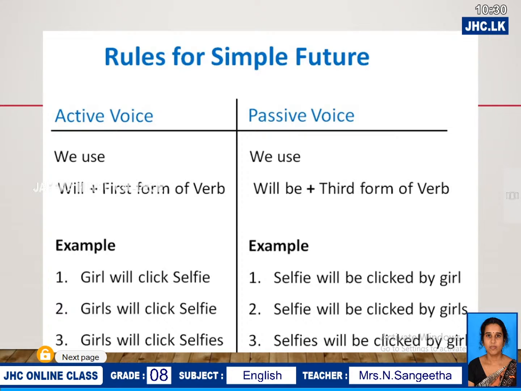And this time we have active voice and passive voice for simple future. For active voice, we use will plus first form of the verb. Will plus verb stem is used here. I will study or will listen to music, or something else. Will plus first form of the verb is used here. And there will be plus third form of verb. So when we change it into passive voice, we use will be plus past participle.